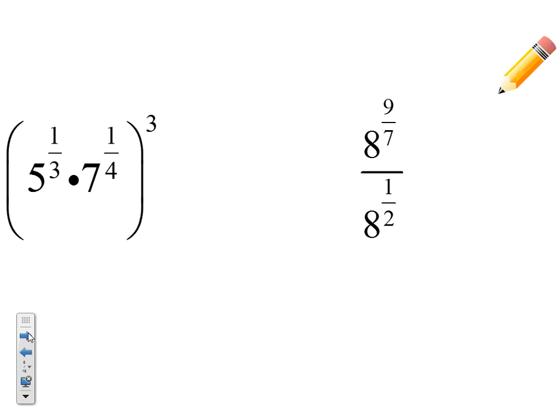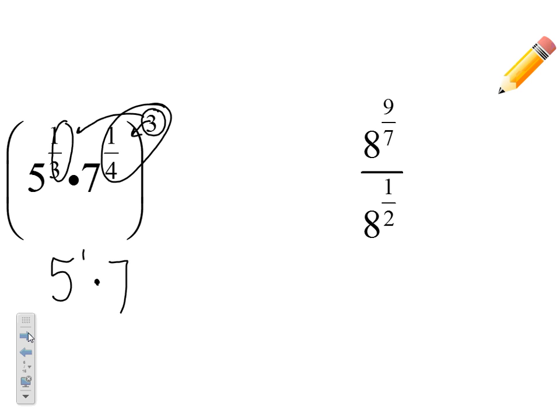Okay, let's take a look at number 3 and number 4. What are we going to do when we have a product of two things, different bases inside here? We make sure that we give the power to everybody, okay? So this becomes 5. Now, since the 5 had a 1/3 power and I'm going to put a 3 power on it, I multiply those powers. 1/3 times 3 is a 1. And then multiplying those powers, 7. And then 1/4 times 3 is 3/4. So this becomes 5 times 7 to the 3/4 power.